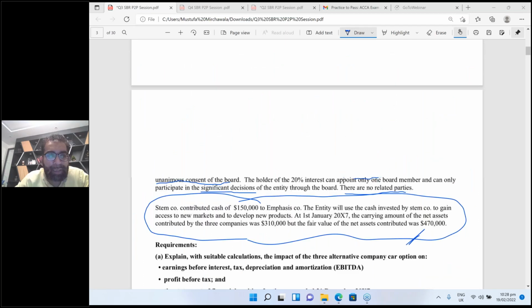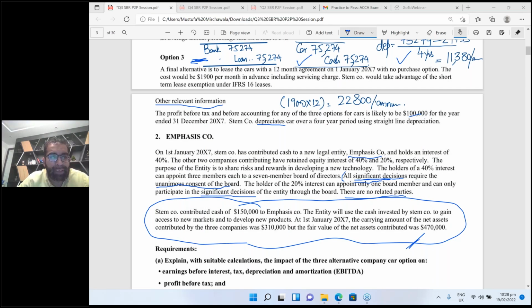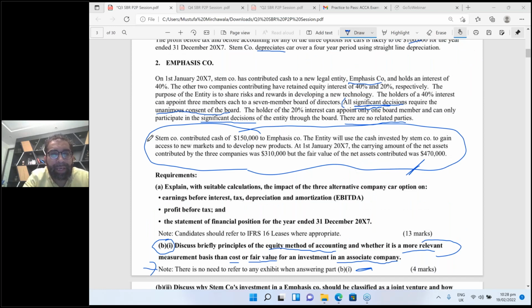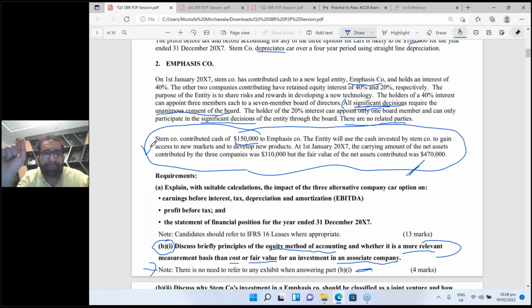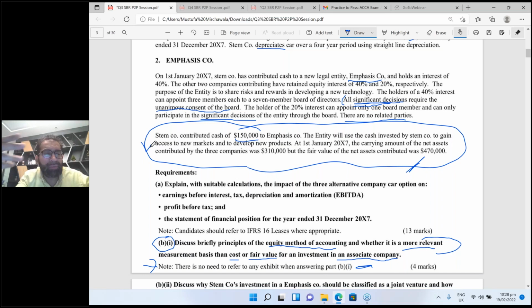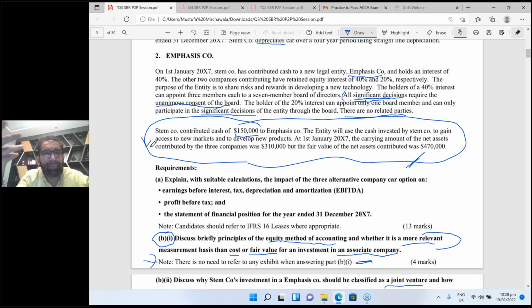Yes, see this. STEM company, read this point. Now you will understand. STEM company contributed cash of 150,000 to Emphasis company. The entity will use the cash invested by STEM company to gain access to new markets and develop new products. Yes, we are investors. STEM company is the investor of this new entity. The name is Emphasis company, and they will use the cash to develop new products.